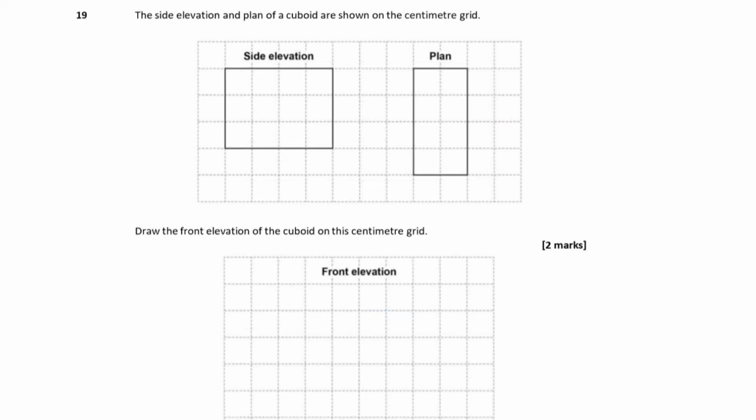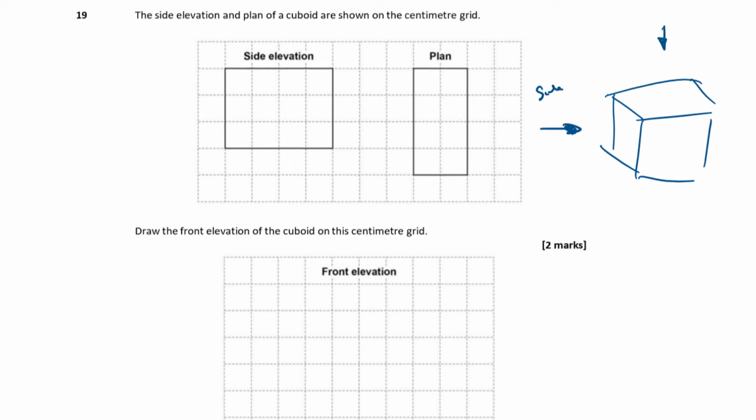Question 19. The side elevation and the plan of a cuboid are shown on the centimetre grid. So we've got the side elevation and the plan. Now the side elevation, if you've got your shape, I think it's going to be some sort of cuboid, isn't it? So if the side elevation, that's looking at the cuboid from like the left hand side, and that's what you're going to see.